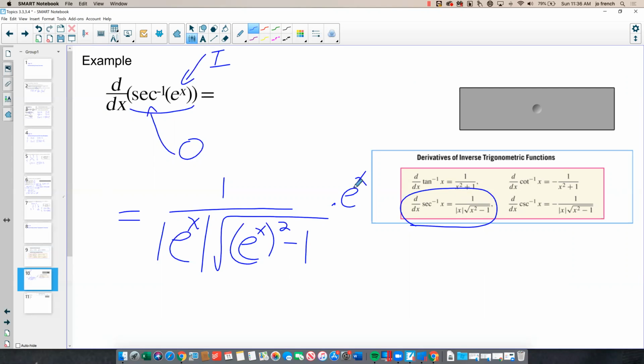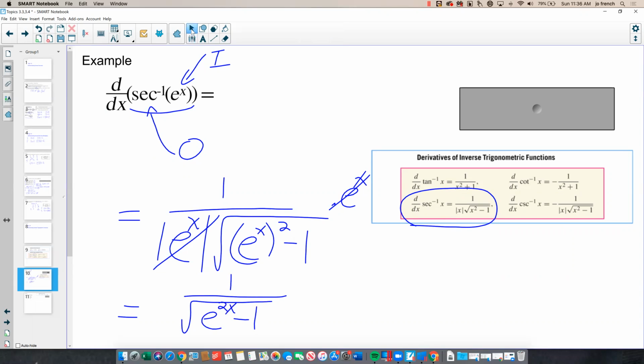Now, I can simplify that pretty quickly because I have an e to the x in the denominator and an e to the x in the numerator. So my derivative ends up being 1 over the square root of e to the 2x minus 1 as my derivative. And there we go. Let's look at another example.